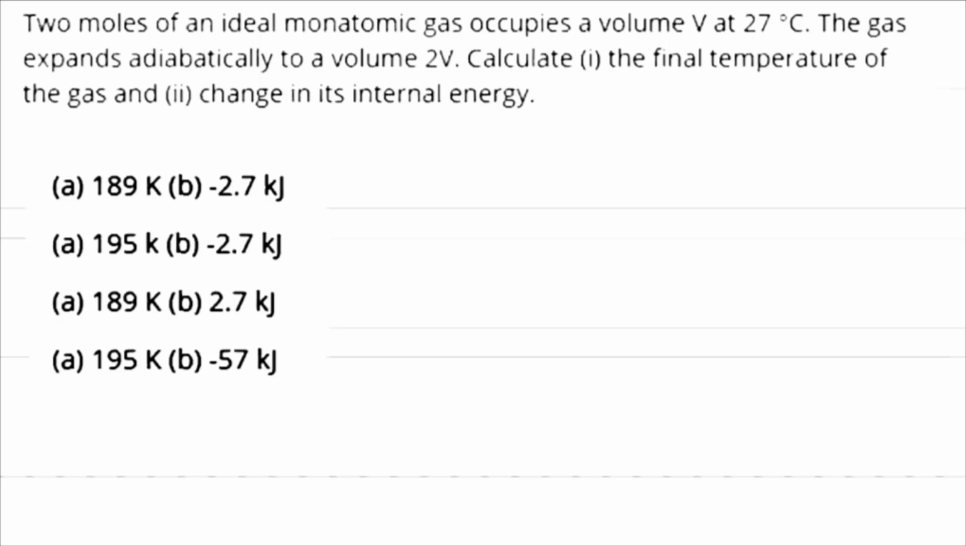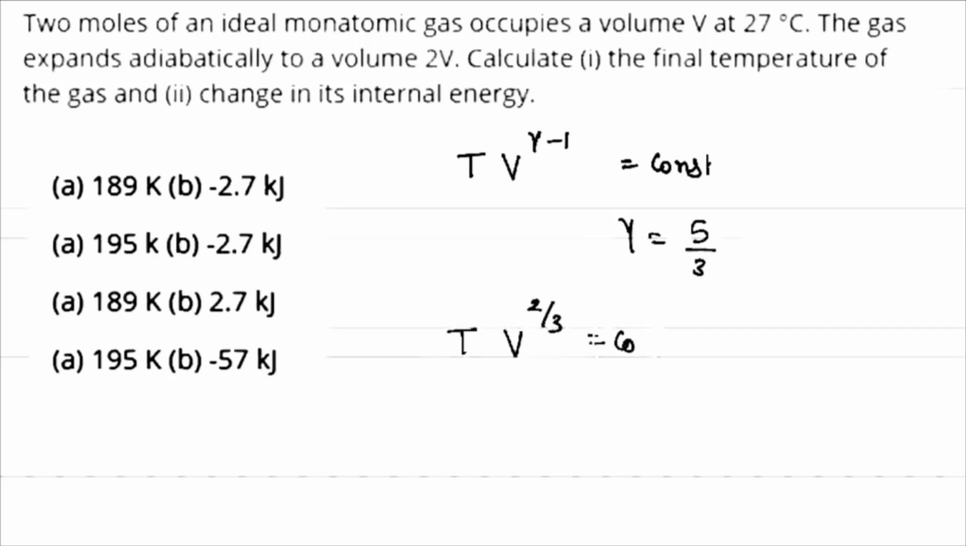Hello everyone. 2 moles of an ideal monoatomic gas occupy volume V and then change in internal energy. So if you see, the relation between the temperature and volume of the gas is equals to like this, is constant. So here this is a monoatomic gas. We know that for a monoatomic gas this is 5 by 3. So if I write down the equation, it will be gamma minus 1, you can see 5 by 3 minus 1, it will be 2 by 3. So this will be the equation.